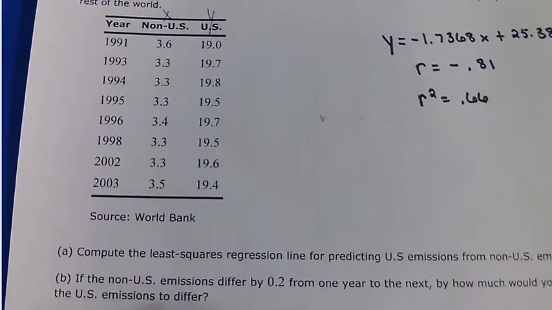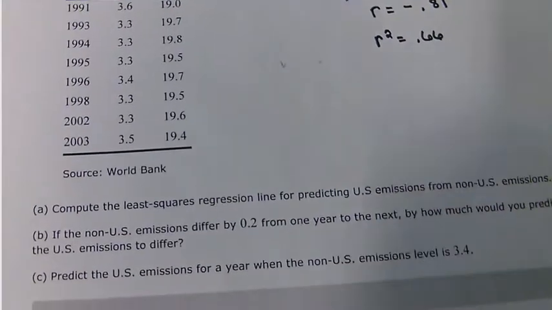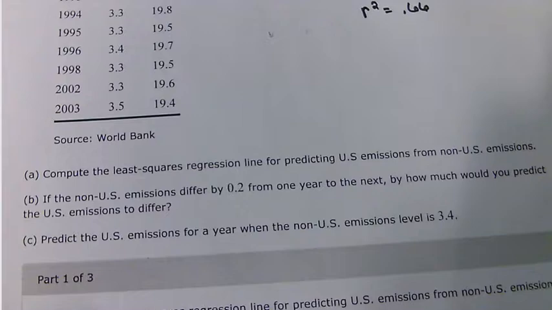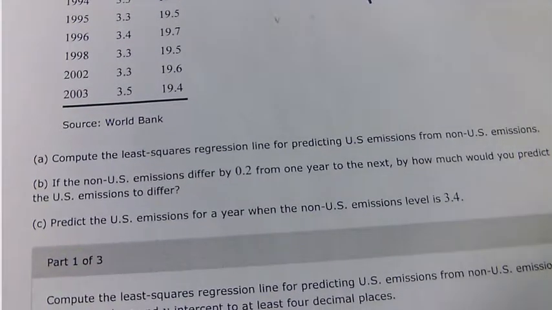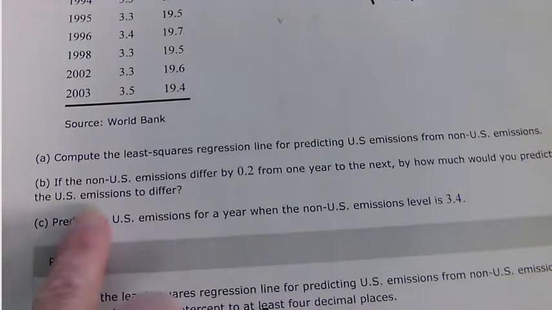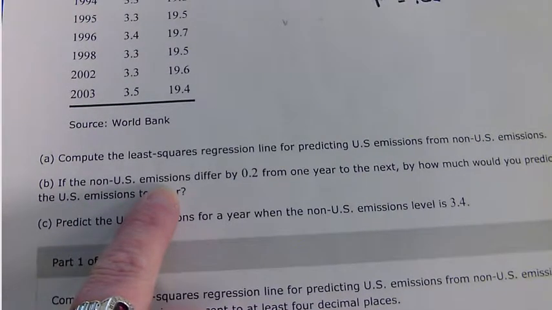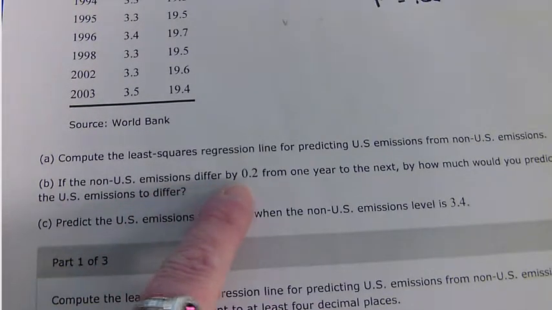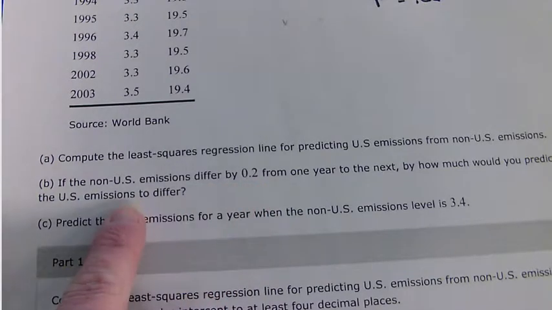And the really neat thing is with this calculator, it can help you make these predictions really easy. So remember, the non-US is my X and US is my Y. So if the non-US emissions differ by 0.2 from one year to the next, by how much would you predict the US emissions to differ?